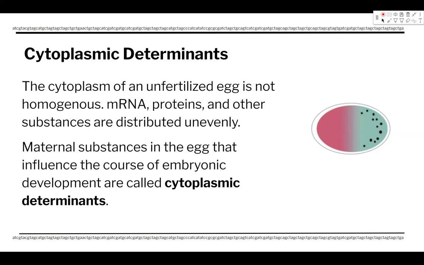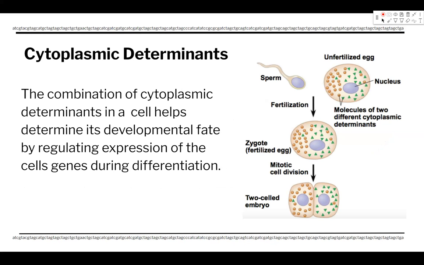All right. So any cytoplasmic determinant can be a number of things. It can be a protein, it can be a piece of mRNA, it can be some hormone or chemical that's in a specific spot in this egg cell to give directions. The combination of these cytoplasmic determinants helps determine the fate of these cells in the embryo by regulating the expression of genes.